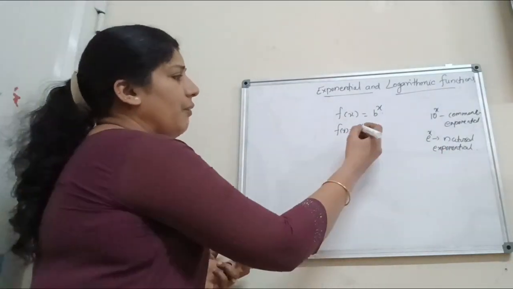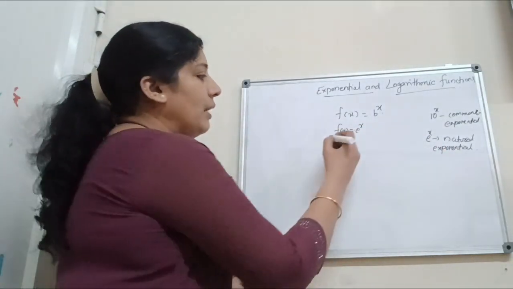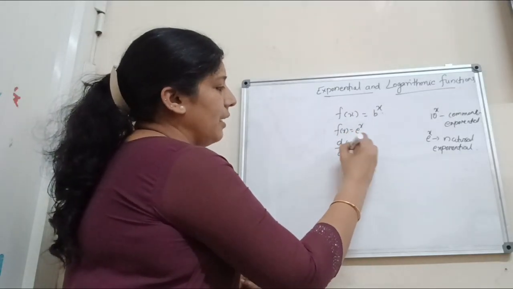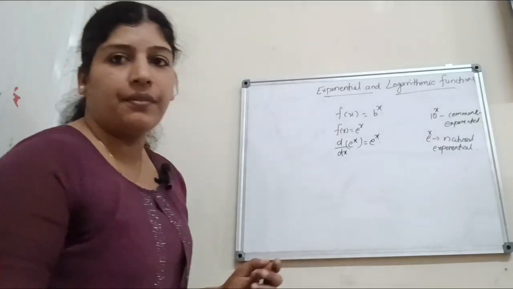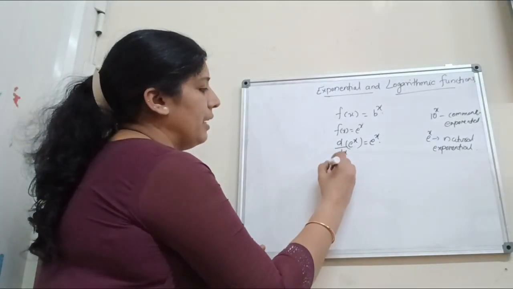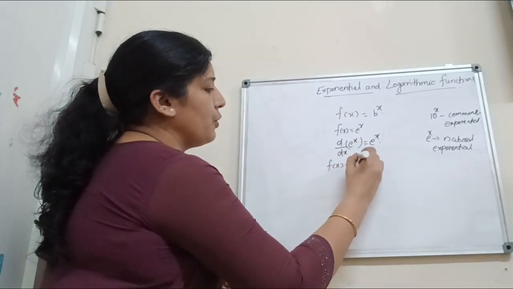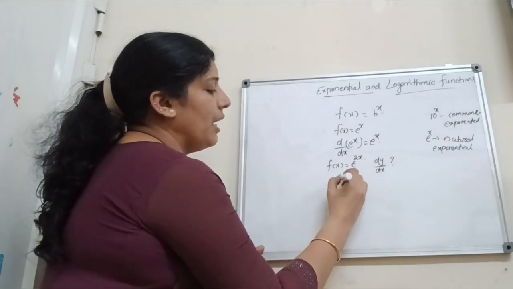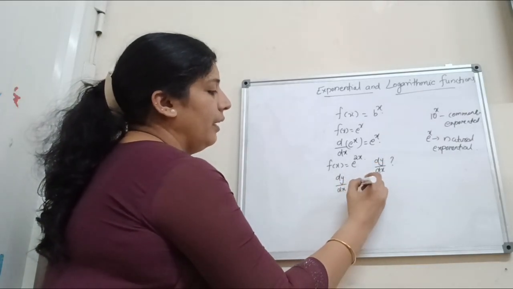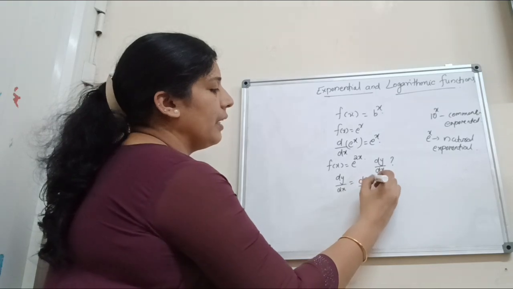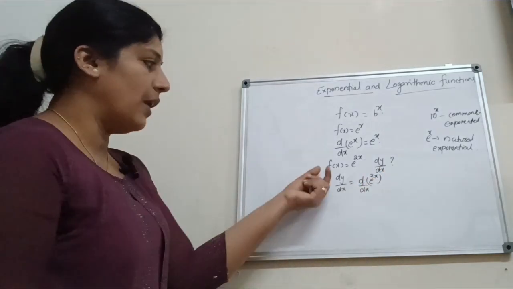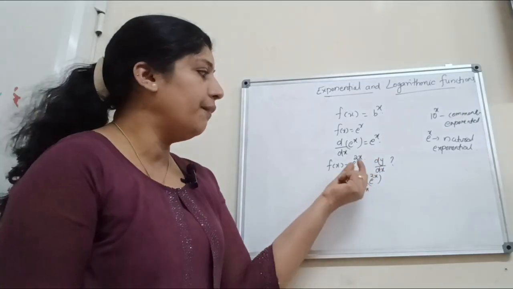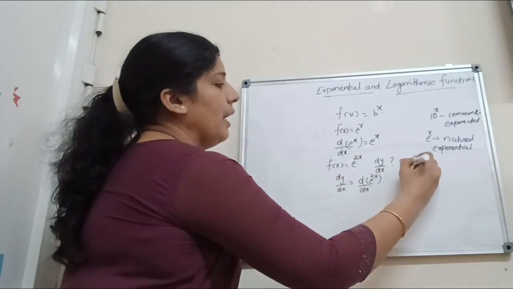We know that the derivative of an exponential function is what? In your previous class, you learned this one. d by dx of e raised to x is equal to e raised to x itself. Let us consider the function f of x equal to e raised to 2x. Then dy by dx equal to what? Here, y equal to e raised to 2x, or f of x equal to e raised to 2x is given. Then find dy by dx or f dash of x.